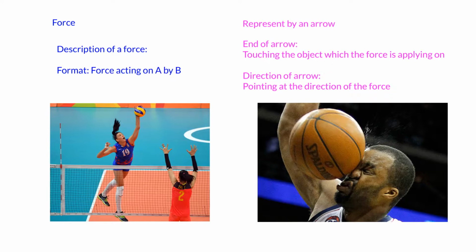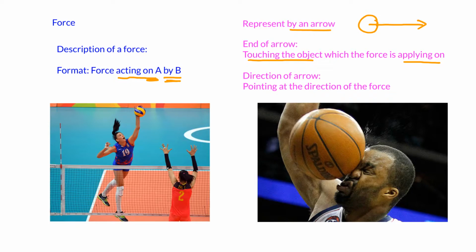So for force, normally we describe it in a format like force adding on A by B. That means someone will apply force on the other thing. So force adding on something, by something. Normally A and B are two different objects, and when we represent this force, we can also represent it with an arrow. Remember, the end of the arrow must be touching the object which the force is applying on.